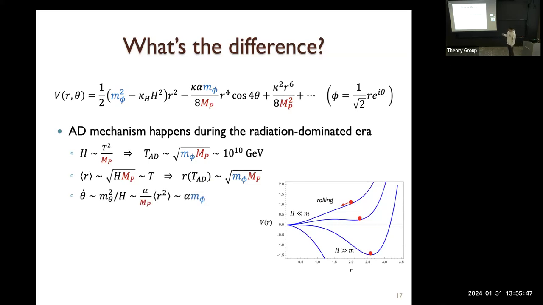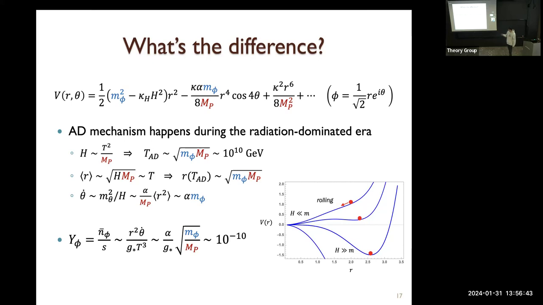Then there's a kick in the theta direction, and this kick, theta dot, is roughly m_theta squared over H. And m_theta you can calculate from this potential, ignoring kappa, as alpha m_phi over M Planck, and H is roughly m_phi at T_AD, and there's the radial field squared. If you put the radial field squared here, then we get theta dot is around alpha m_phi. Then Y_phi, the asymmetry of this phi field, the AD field, is given by the net phi density over s. The net phi density is the angular momentum, R squared theta dot, and the entropy is g_star T cubed.